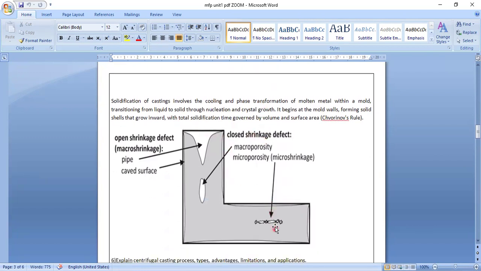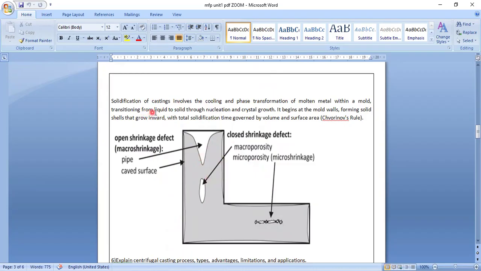In the diagram we can show this is called macro porosity. Some porosities are due to air. Here you can see closed shrinkage effects. This is an open shrinkage effect, and this is closed inside. This is a pipe, and curved surfaces are formed here. Here also some line is not properly filled, not filled here, not filled here. So here also you have micro shrinkages. This is macro, a little bit bigger, inside and outside.